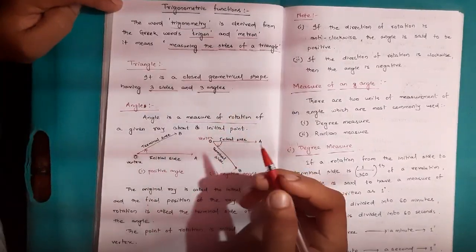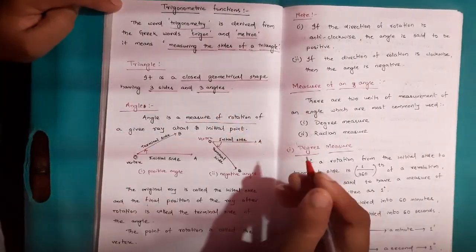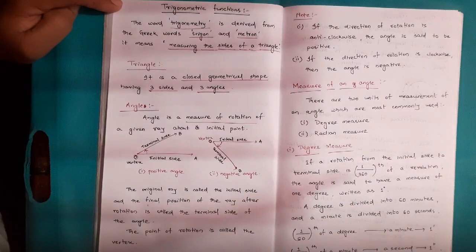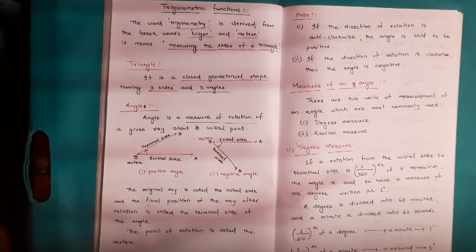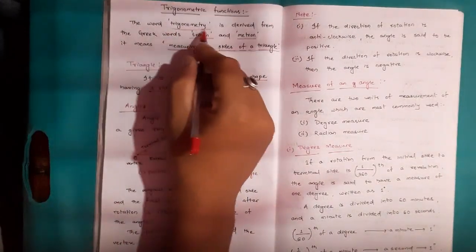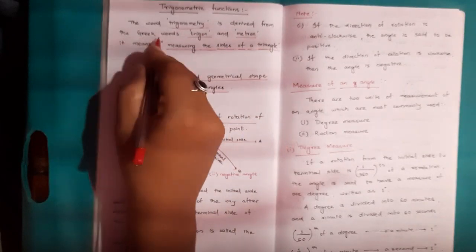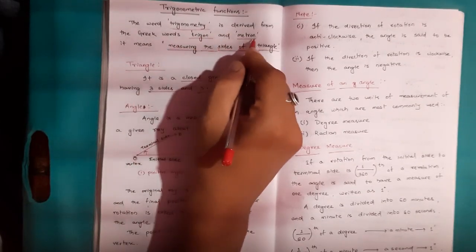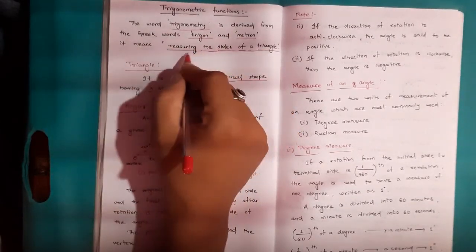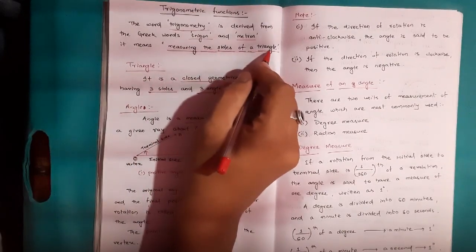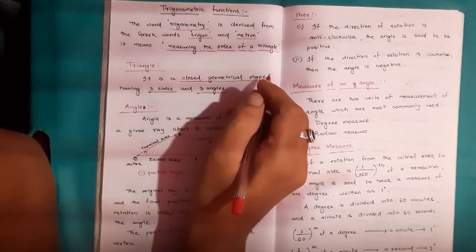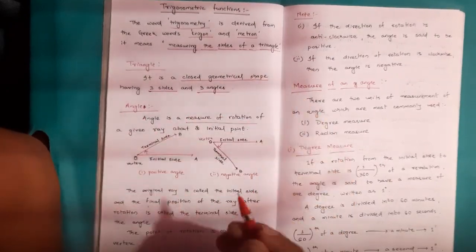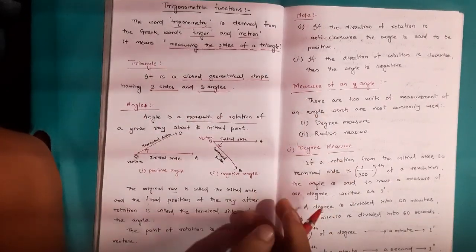Hi everyone, today we are going to study trigonometric functions. Before going to know about the trigonometric functions, we should know what we mean by trigonometry. The word trigonometry is derived from the Greek words trigon and metron. It means measuring the sides of a triangle. Before studying trigonometric functions, we should know what triangles, angles, and measurement of angles are.